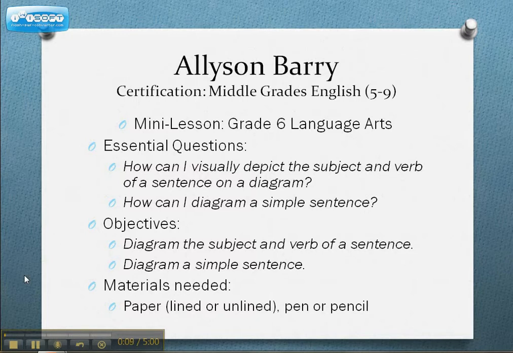Our essential questions are: how can I visually depict the subject and verb of a sentence on a diagram? And how can I diagram a simple sentence? Our objectives are to diagram the subject and verb of a sentence and to diagram a simple sentence. For this lesson, the student will need some paper, lined or unlined, as well as a pen or a pencil.